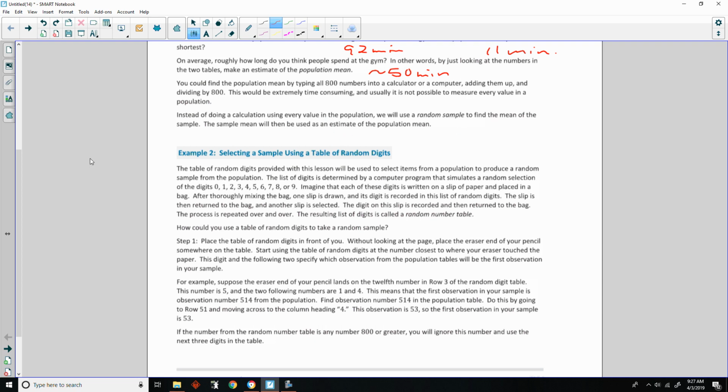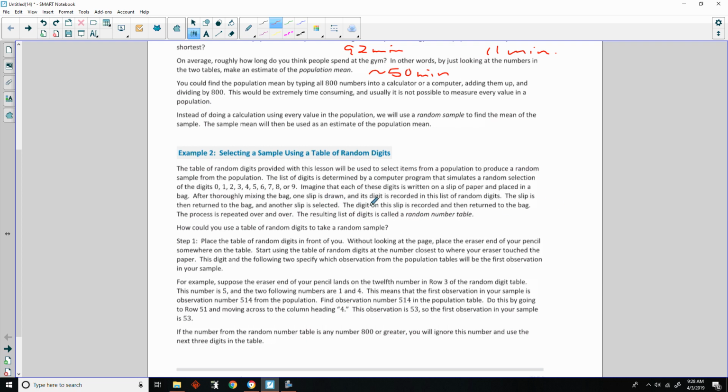Example 2 says, selecting a sample using a table of random digits. The table of random digits provided with this lesson will be used to select items from a population to produce a random sample. The list of digits is determined by a computer program that simulates a random selection of digits 0 through 9. Imagine that each of these digits is written on a slip of paper and placed in a bag. After thoroughly mixing the bag, one slip is drawn and its digit is recorded in a list of random digits. The slip is then returned to the bag and another slip is selected.